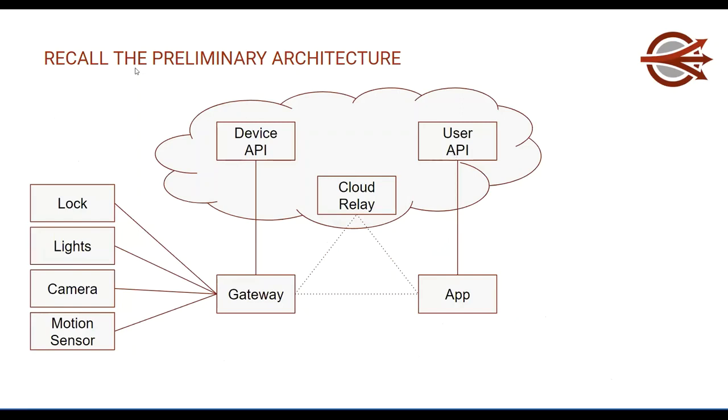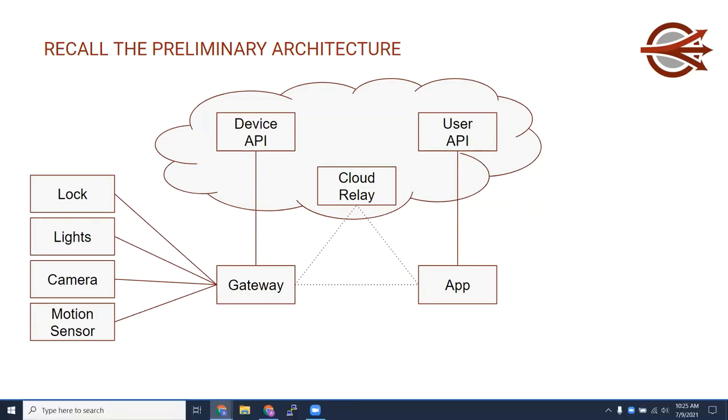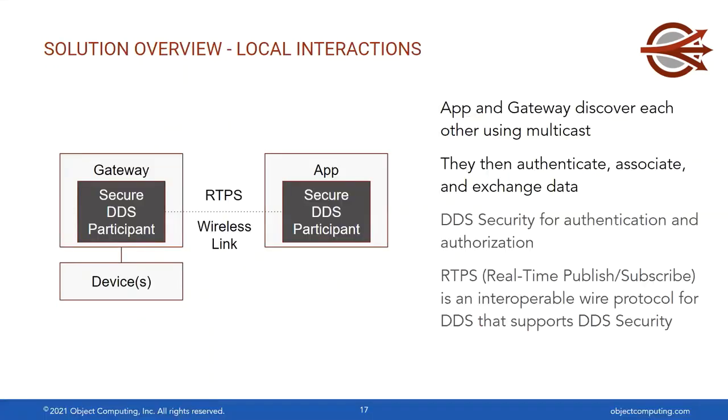So in the remainder of this presentation, we're really going to be looking at different aspects of our application and how and where DDS applies to those, and in some cases where it doesn't apply. Again, recall our architecture. We've got our gateway, we've got our app, we've got local interaction that we hope to achieve, we've got relayed interaction, and we have some APIs that are also there to service this gateway and this app. So let's go to the next slide and let's think about the local interaction.